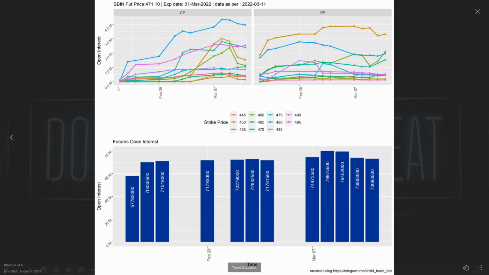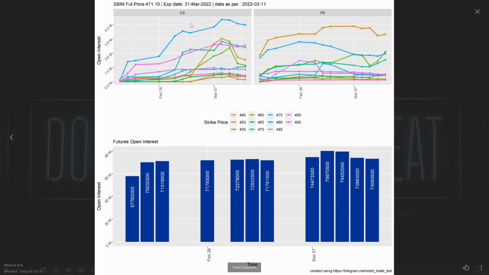So this is from the last expiry, what has happened till now. The last expiry happened on 23rd February, and the next expiry is 31st March. So from 23rd February to 31st March, the OI change will be reflected here. So what are we looking at?